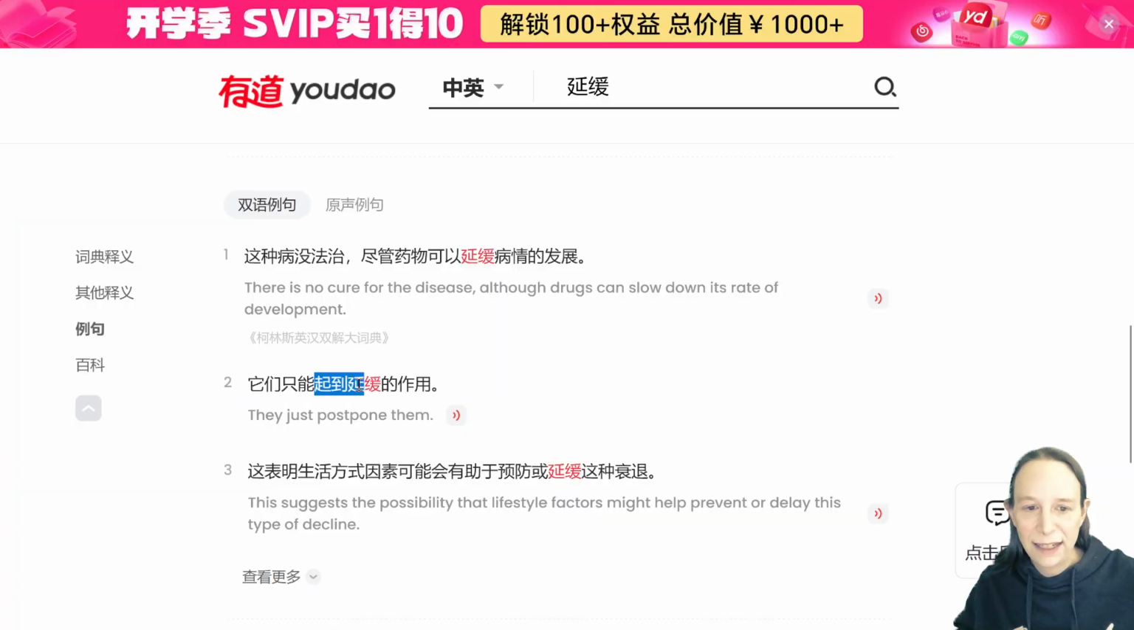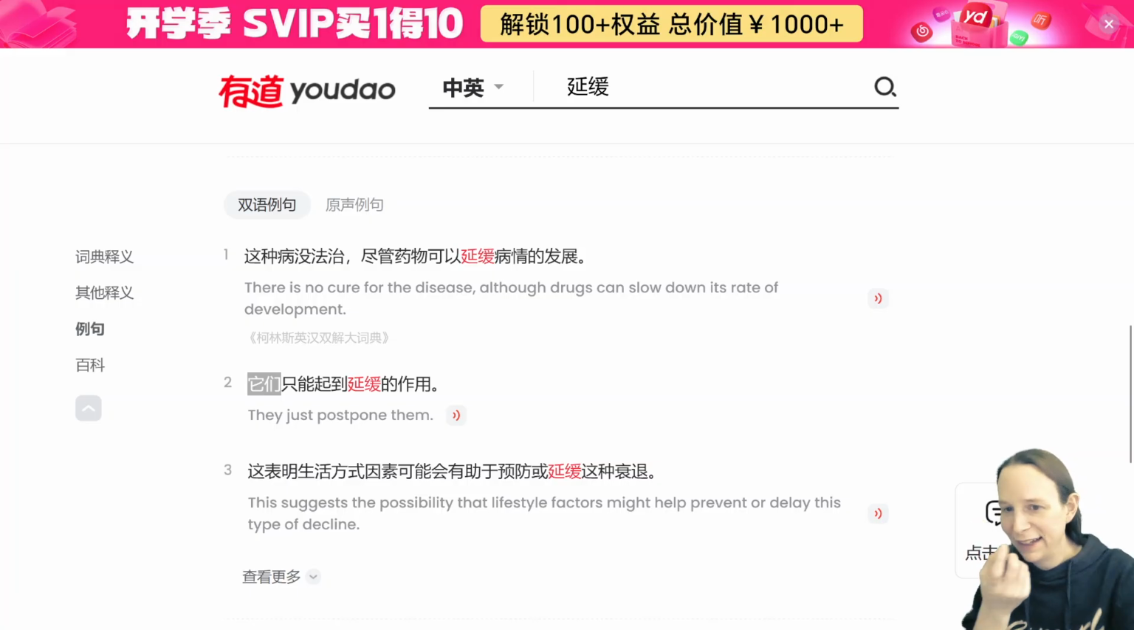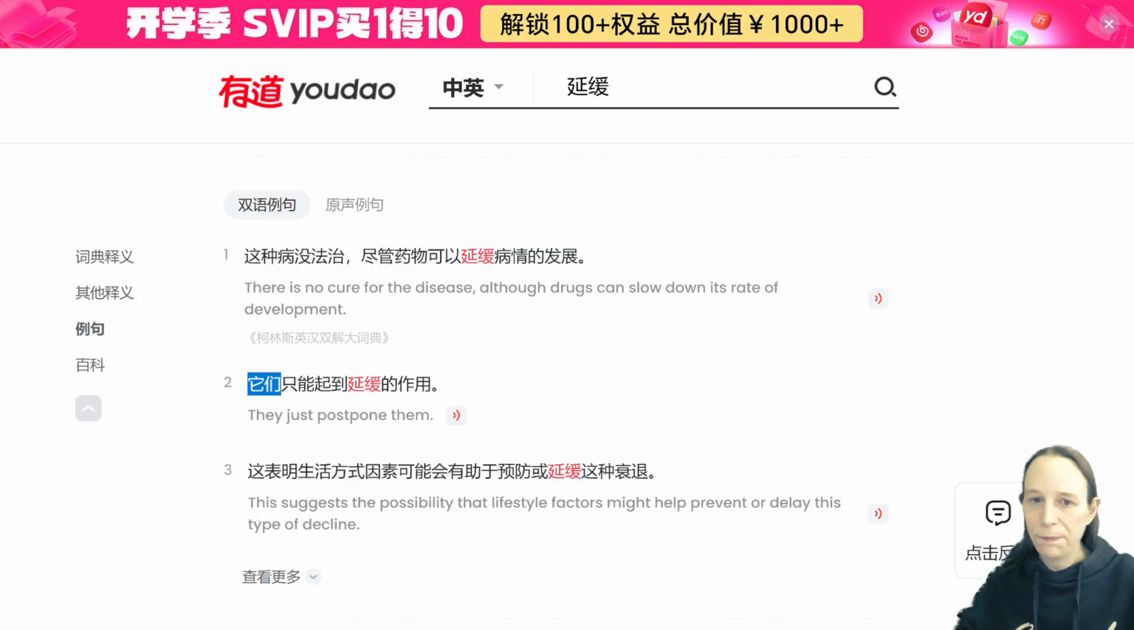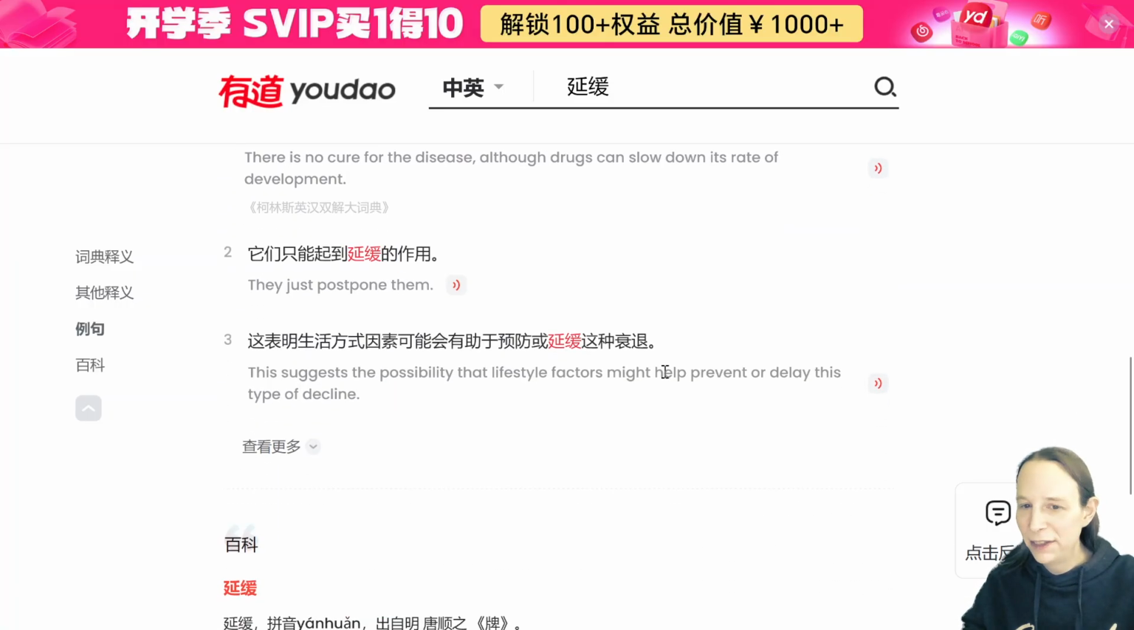它们只能起到延缓的作用. Okay, so 起到作用. It has an action. So they just postpone. Okay, this isn't the best translation. So 他们, this is an object, right? So it probably is medicine or something. Yeah. So the only functionality of this medicine is to slow down something. So slow down something we do not wish to speed up.